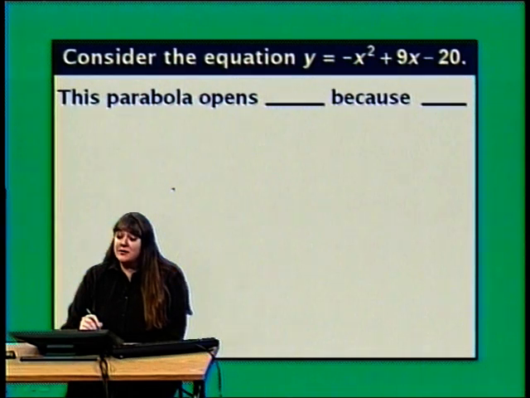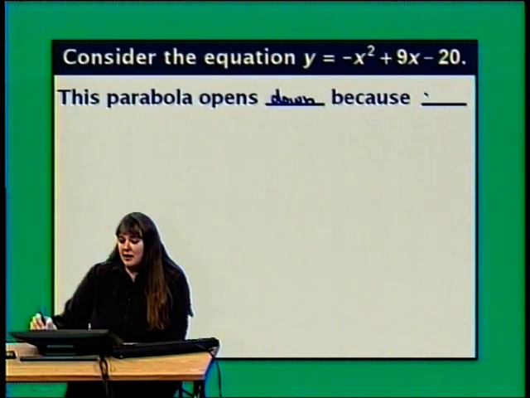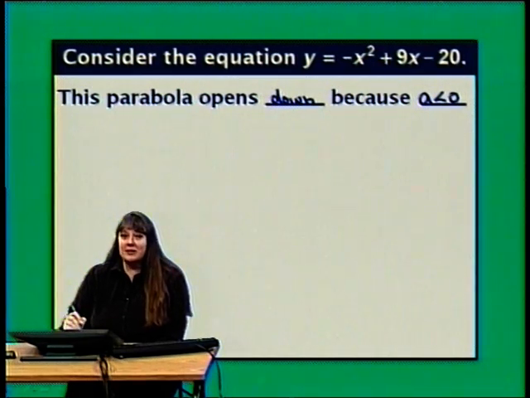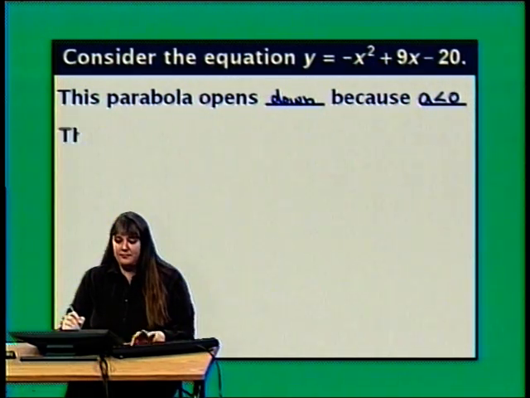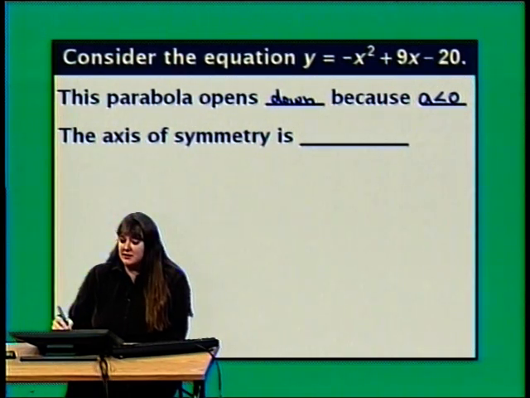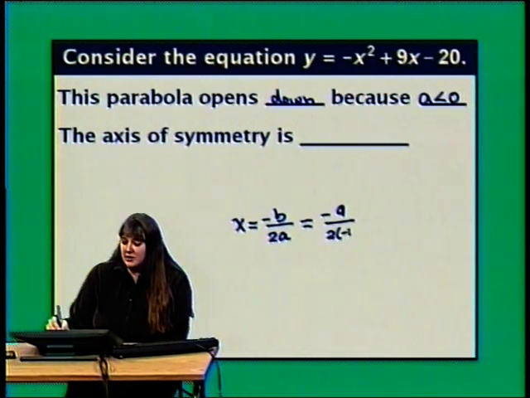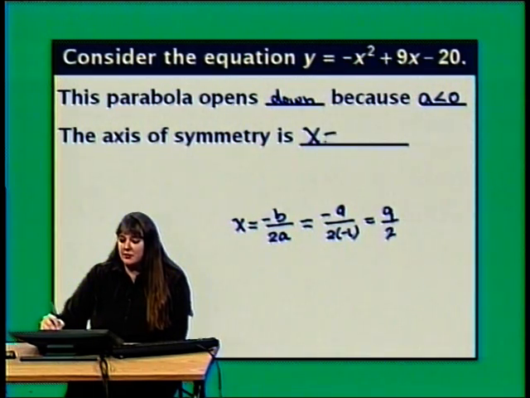Consider the equation y equals the opposite of x squared plus 9x minus 20. This parabola opens down because a is negative. In this case, a is negative 1. The axis of symmetry is, well, I can use my formula to figure out what the axis of symmetry is. X is going to have to be the opposite of b over 2a. In this case, that's negative 9 over 2 times negative 1, which is 9/2. So the axis of symmetry is x equals 9/2, or I can write that as x equals 4.5.